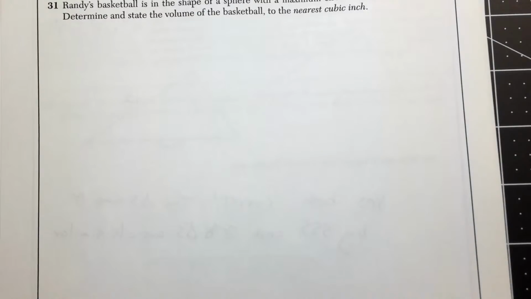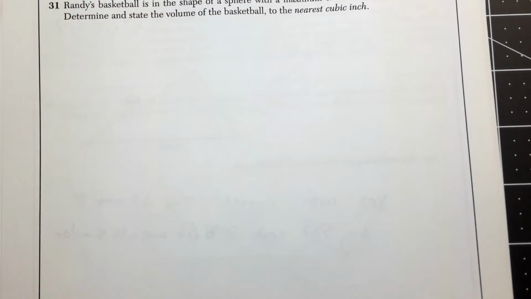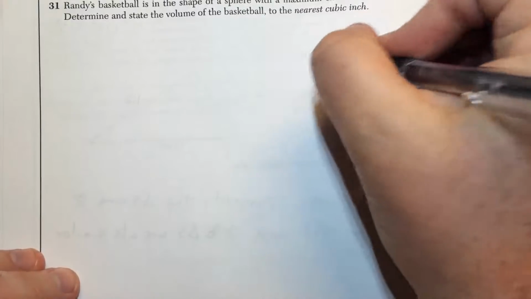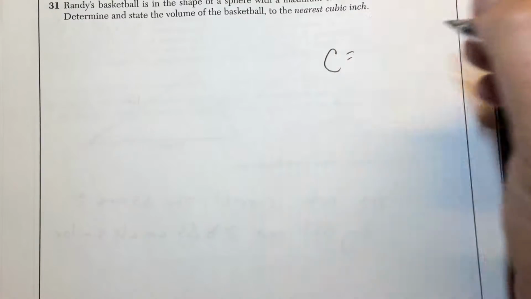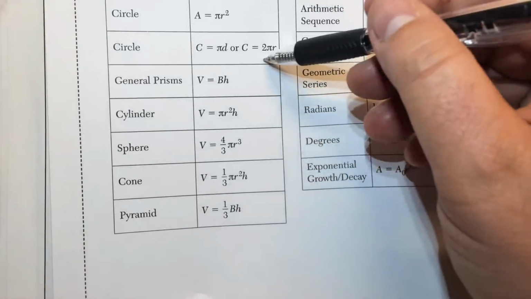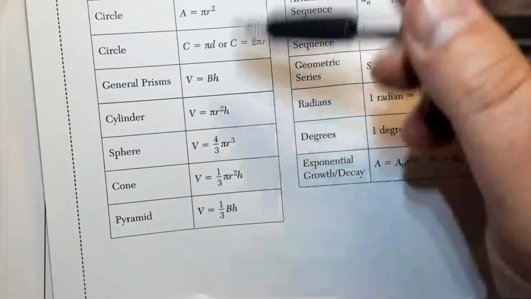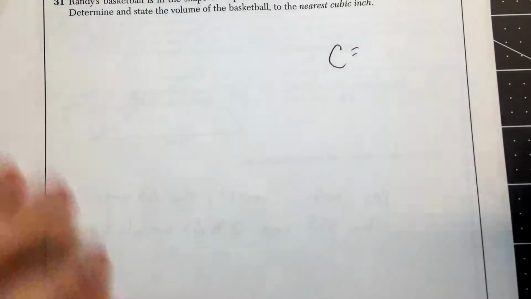31, Randy's basketball is in the shape of a sphere. Maximum circumference of 29.5 inches. Determine and state the volume of the basketball. So we're assuming it's filled up all the way, okay? So if the circumference is given, remember the formula is on the sheet here. Circle circumference, 2 pi r. And the volume formula we're using for the sphere here is 4/3 pi r cubed. So we need r first.